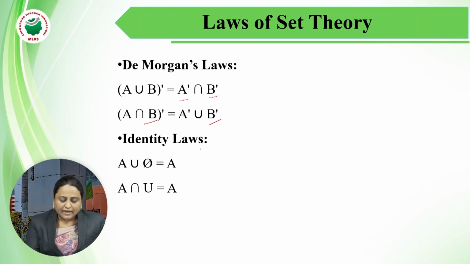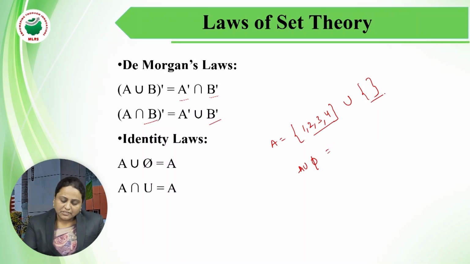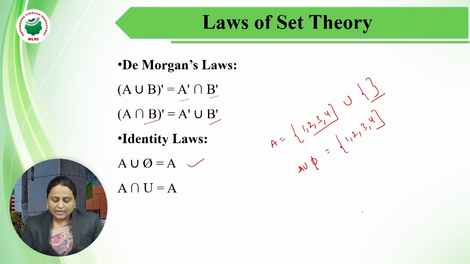And next one, identity laws, A union null set. Let us take A equal to some elements 1, 2, 3, 4. And the union with the null set, whenever you perform union of both, you have to consider the elements present in A as well as the other set also. So no element is there. So it is again 1, 2, 3, 4. So we say A union null set equals A.